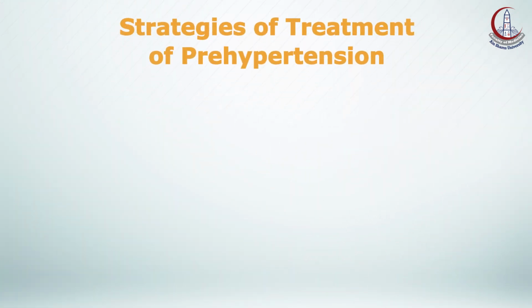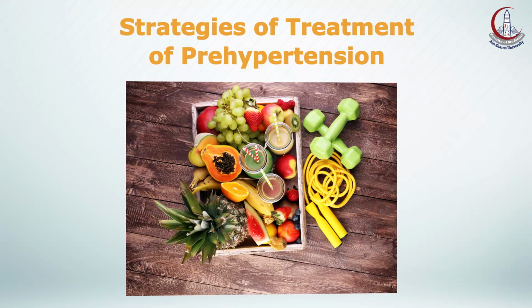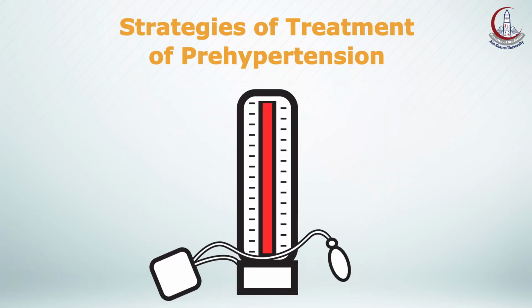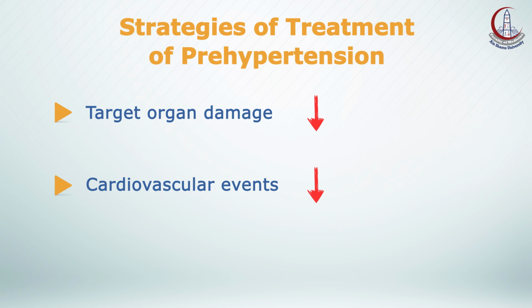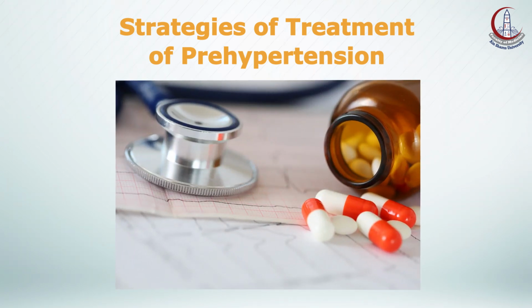Strategy for treatment of prehypertension is also important. Individuals with prehypertension should adopt a healthy lifestyle in order to lower blood pressure and prevent progression to hypertension, which will reduce target organ damage and cardiovascular events. The pharmacological treatments could be used on condition that lifestyle modification trial fails to reduce the blood pressure to 130/80 mm mercury or less, according to the guidelines for prehypertension without diabetes or chronic kidney disease.